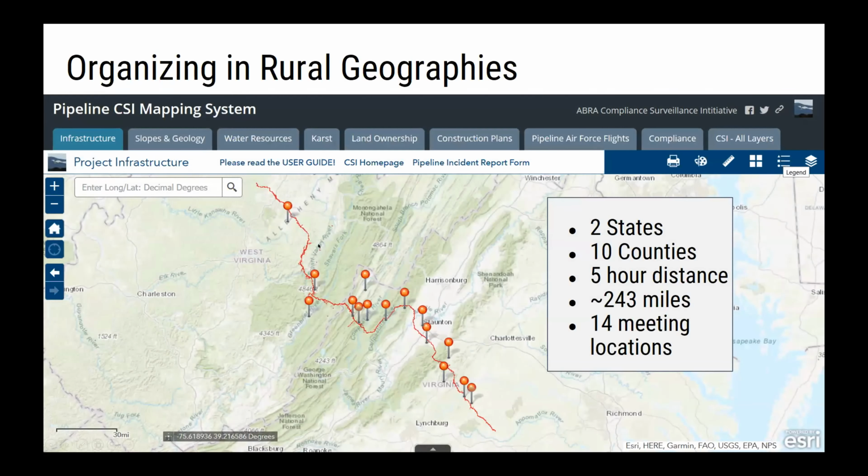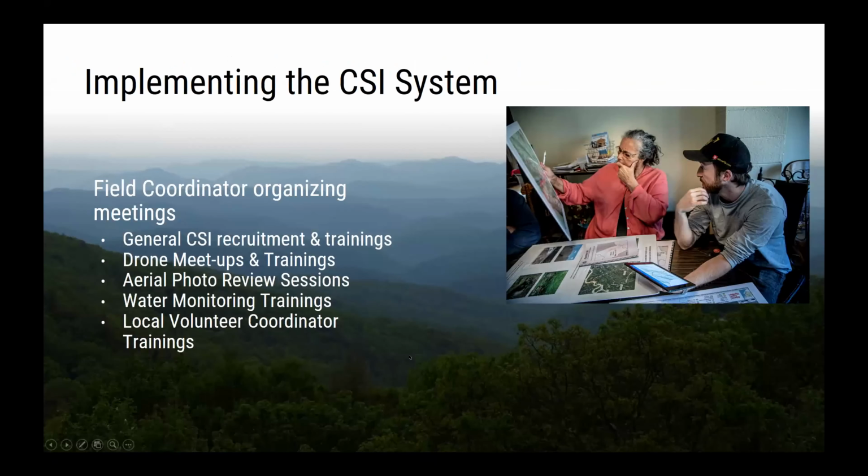Yes. So organizing in these rural geographies, as Dan showed, our organizing area was between 2 states and 10 counties, a 5-hour driving distance between them. And each of these pins is a place where we organized meetings, whether that was a drone training, a general CSI information and recruitment training, water quality monitoring trainings, or local volunteer coordinator trainings, as pictured on the next slide, like I'm doing here in Nelson County.